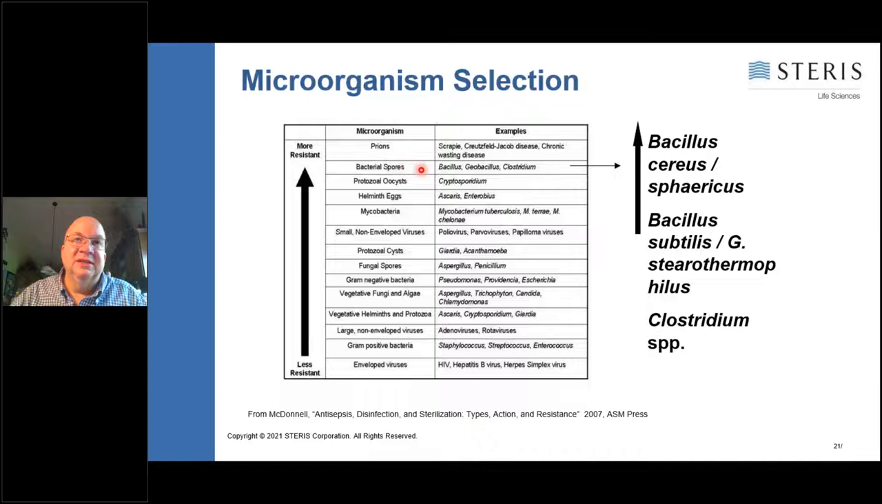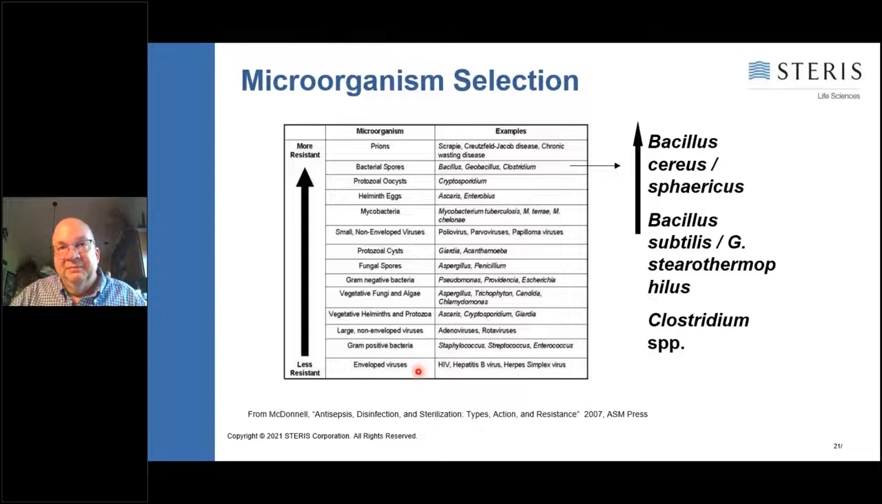Your quats will be able to kill from fungal spores like Aspergillus and Penicillium on down the spectrum. Your phenolic disinfectants can kill from Mycobacterium, which is TB, on down the spectrum. And alcohols will be able to kill maybe even up to TB on down the spectrum. I will say that enveloped viruses such as HIV-1, herpes, hepatitis, SARS-CoV-2, which is coronavirus, are extremely easy to kill, and even 60% alcohols can kill them. So keep that in mind.